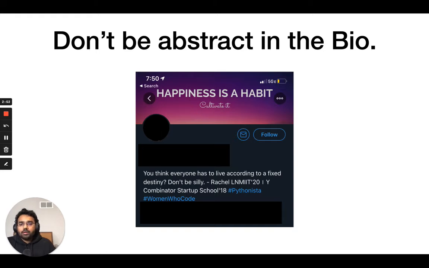Okay, another rule I have is, don't be abstract in the bio. As I mentioned, this is a very valuable real estate. So you don't want to waste that space talking about random interests that you have, or putting up some random quote that you like in the Twitter bio. You should be maximizing the availability and the utility of that space.